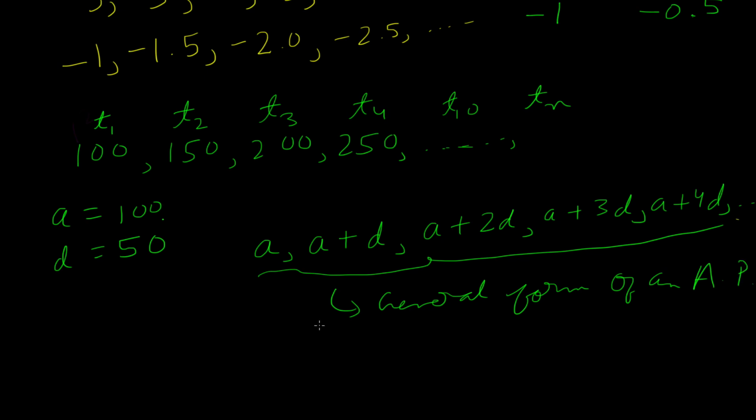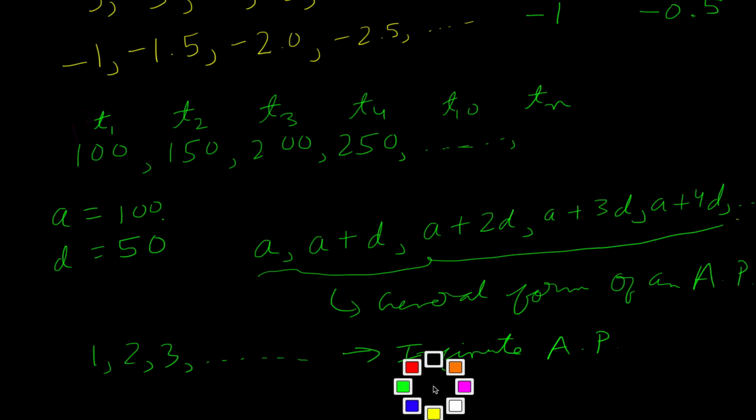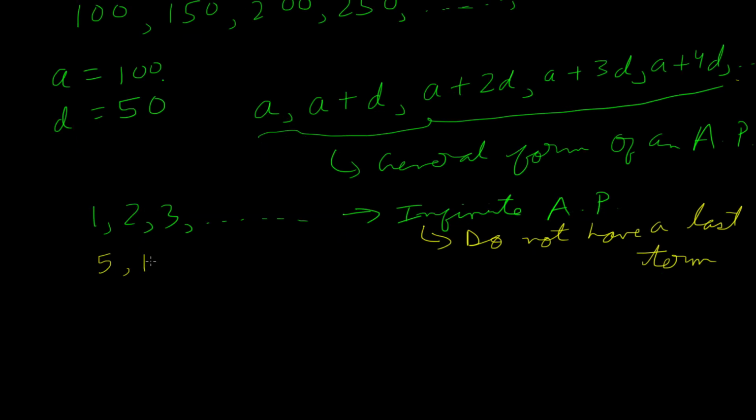One more thing that I would like to tell you is if we have something like 1, 2, 3, and so on, there are infinite number of terms, then it is called an infinite arithmetic progression. In infinite arithmetic progression, we do not have a last term. Just keep on continuing. Let's say 5, 10, 15, and so on. It will go up to infinite.